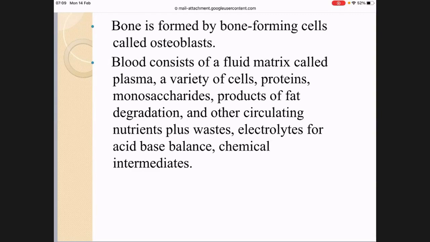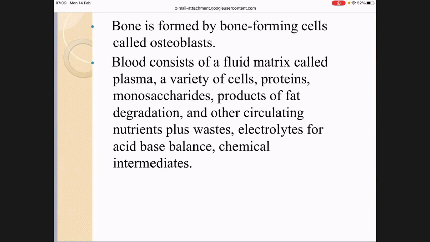Okay, you see, at the bottom it forms a clot. The reddish part is there, and above that, a pale yellow part. That is the plasma. So blood consists of plasma and cells. What is plasma? Plasma has the matrix.